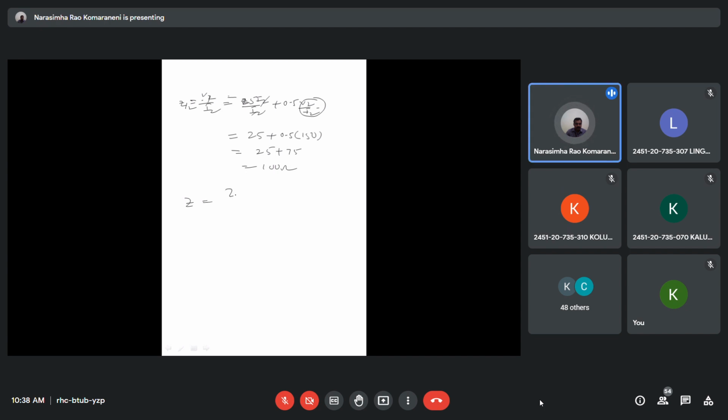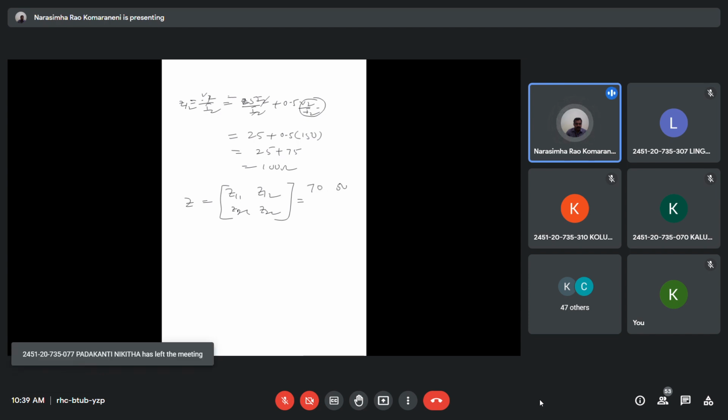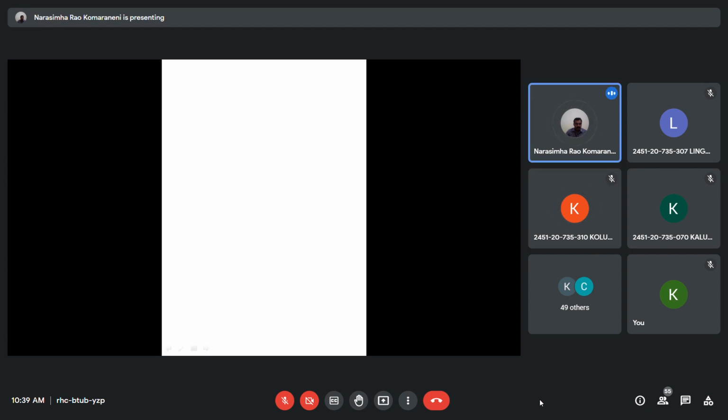So therefore Z equal to Z11, Z12, Z21, Z22. Read out these values now. This is Z11, we got as 70, Z21 we got as 50, Z12 we got as 100, Z21 is 50 and Z22 is 150. It's clear? Any doubts? No, sir. Okay. Shall I go for the next one? Yes, sir. Right.